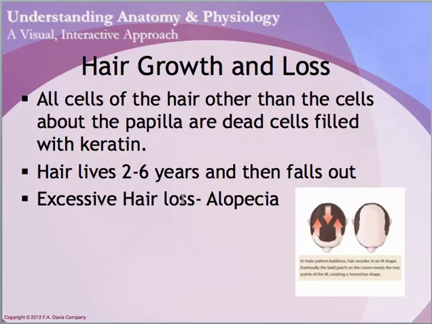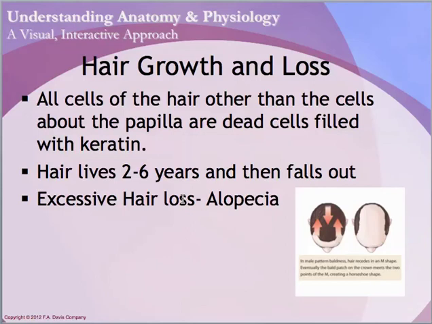Let's talk about hair growth and loss quickly. All cells of the hair other than the cells about the papillae are dead cells, and I just mentioned that. They're filled with keratin just like our skin. As our skin cells move up, you can think about hair growth just like that. Hair lives 2 to 6 years and then falls out. In those years is when the hair grows, and everybody's grows at a different rate. Some people's hair grows really fast, some people's doesn't. It's kind of a genetic thing.